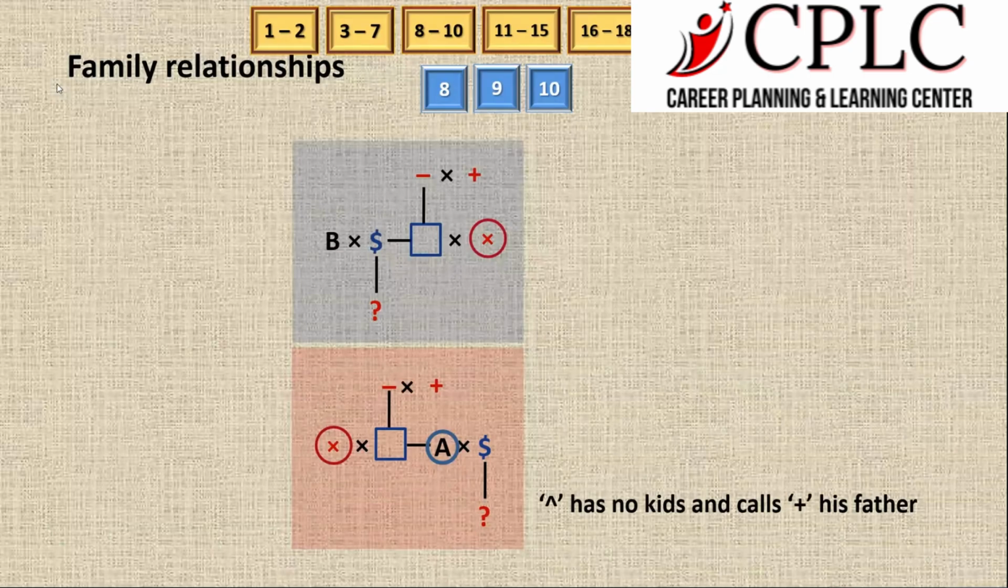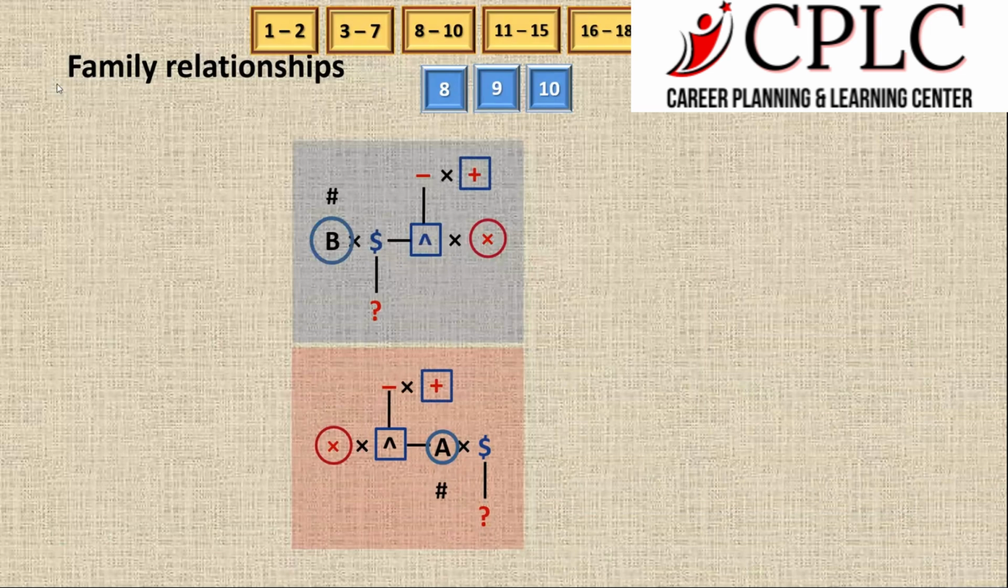Upper arrow has no kids and calls plus his father. So through this statement, we can determine the gender of plus. Plus is father, hence plus is a male. So minus has to be a female. Now upper arrow has no kids. That means we can definitely deduce one thing, that upper arrow is married to X, because dollar has a child question mark. Hence, dollar's husband cannot be upper arrow sign. So upper arrow is married to X.